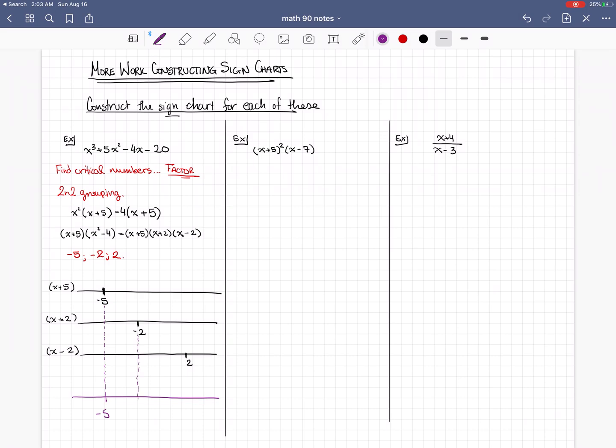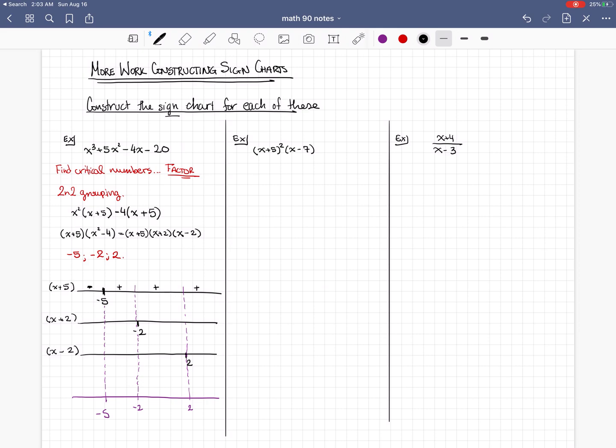Okay, so there they are on what will soon be our final sign chart. Okay, now here we go. X plus 5. If you look at values of x that are to the right of negative 5 and you plug them in, you're going to see that x plus 5 is positive. If you look at values of x to the left of negative 5 and you plug them in, you'll see that x plus 5 is negative.